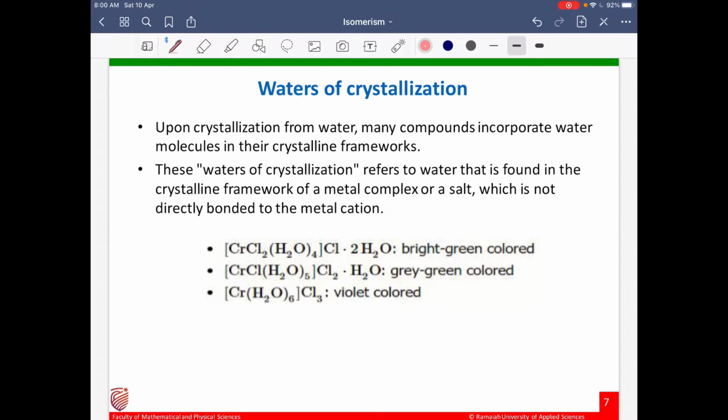Waters of crystallization. Upon crystallization from water, many compounds incorporate water molecules in their crystalline framework. These waters of crystallization refer to water that is found in the crystallization framework of a metal complex or a salt which is not directly bonded to the metal cation. If you see here, in these three compounds, note the number of water molecules associated with their structure. In the first compound, 2 water molecules, the second one, 1 water molecule, and the last one, no water molecule outside the coordination sphere.